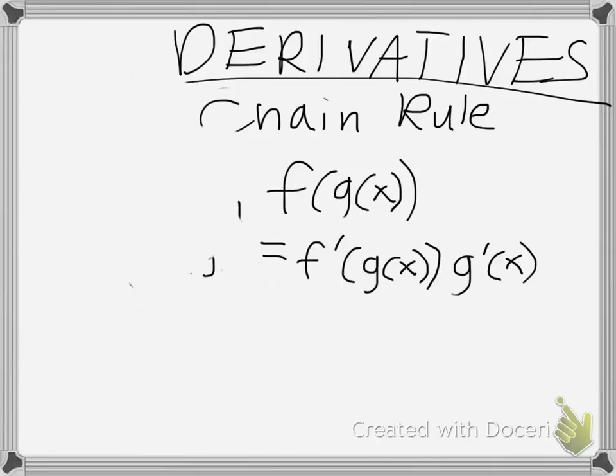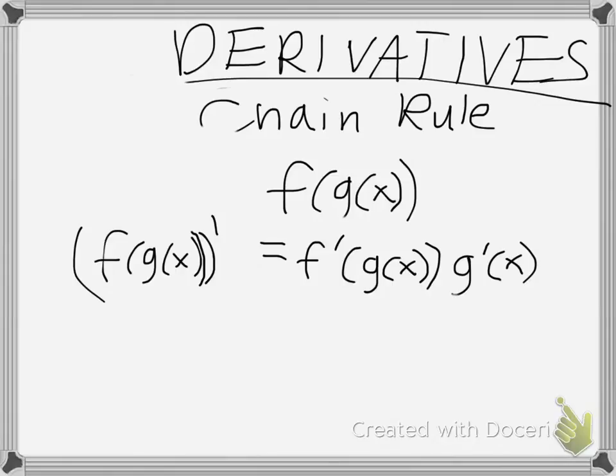So this is the chain rule. Let me rewrite it again. So f of g of x, the derivative of that, so f of g of x prime, it's actually going to be like that. So f of g of x prime equals f prime of g of x times g prime of x.